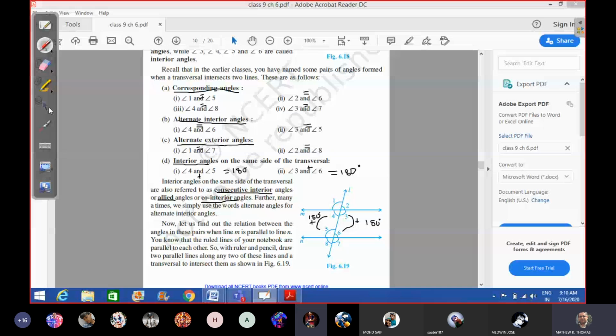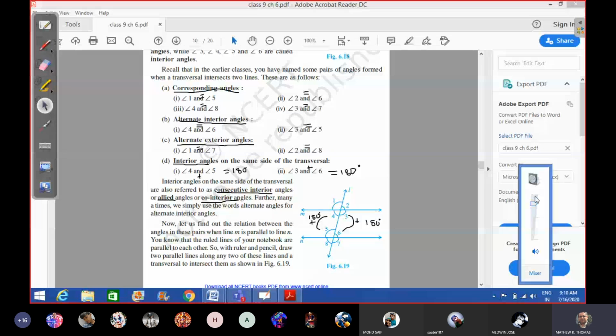Repeat. What did you ask? Sir, what is the common factor in alternate interior angles? Common factor. What is the meaning of common factor? Sir, alternate, corresponding angles are same like that.